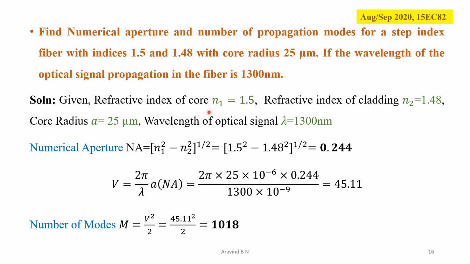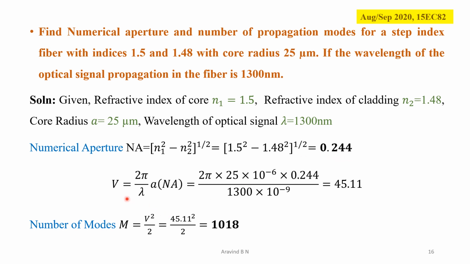Note down the given parameters. The refractive index of the core n1 is 1.5. The refractive index of the cladding, that is n2, is equal to 1.48. The core radius is directly given, a is equal to 25 micrometer, and the wavelength of the optical signal is also given, that is equal to 1300 nanometer. Right, so first let us calculate the numerical aperture. The numerical aperture is given by the difference of the refractive indices. So numerical aperture is equal to (n1 square minus n2 square) whole to the power of half. We know n1 and n2, substituted, then we are going to have the answer 0.244.